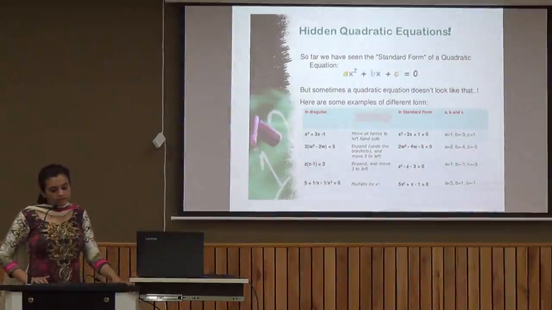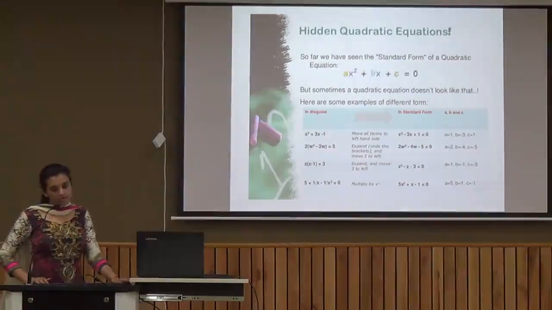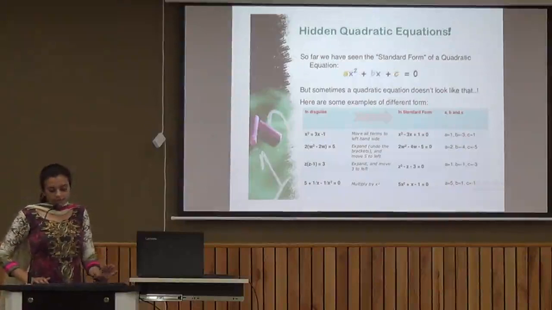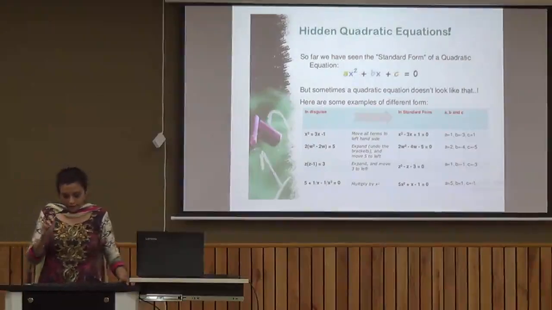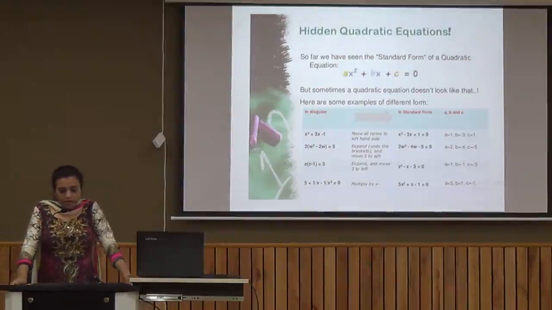Z minus 1 equal to 3. Expand and move 3 to the left. You get z square minus z minus 3 equal to 0. And as such here, yes, a is 1, b is minus 1, c is minus 3. Now look at the third one: 5 plus 1 by x minus 1 by x square equal to 0. Now children, here I would like to take a bit of your time. Look at the equation: 5 plus 1 upon x minus 1 upon x square equal to 0.